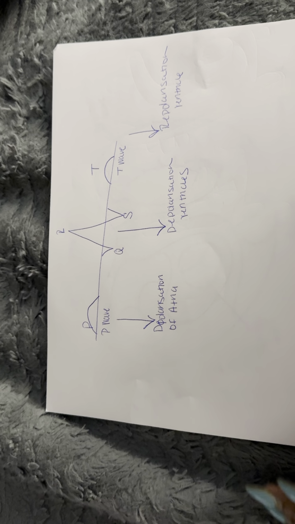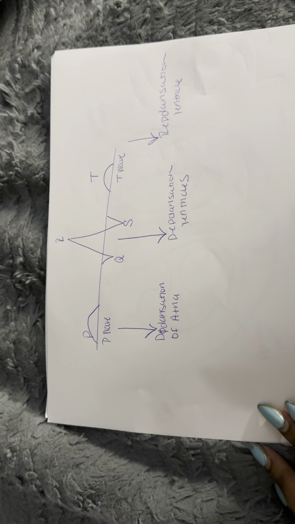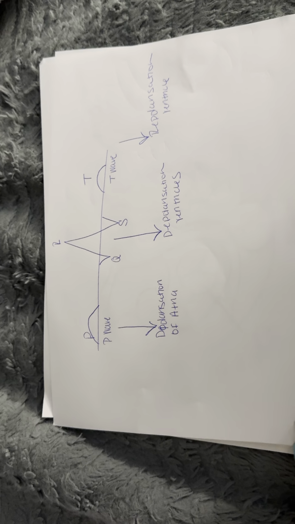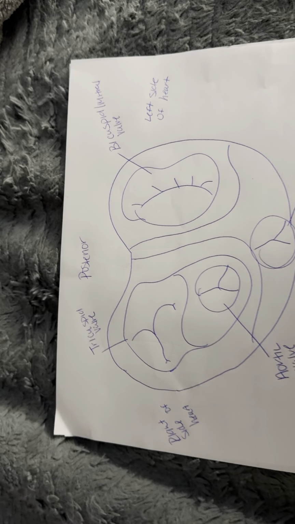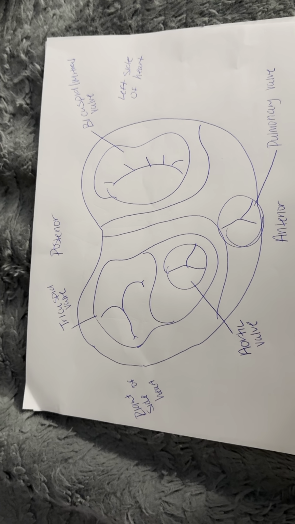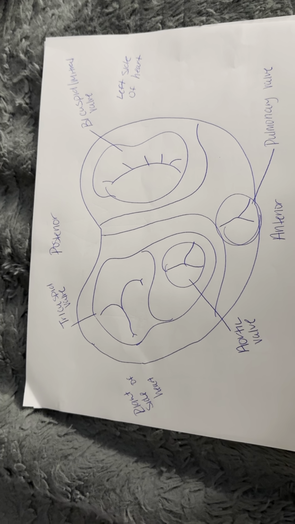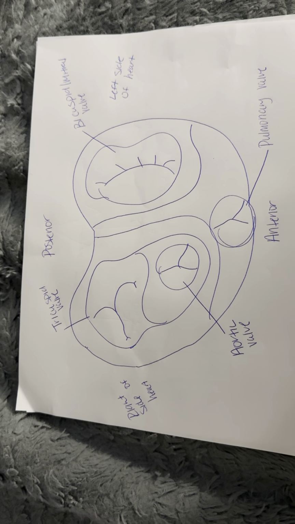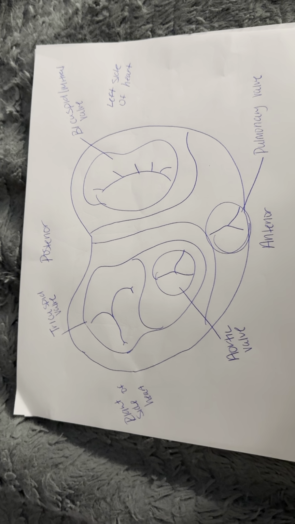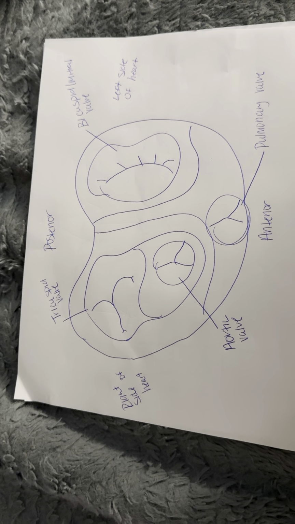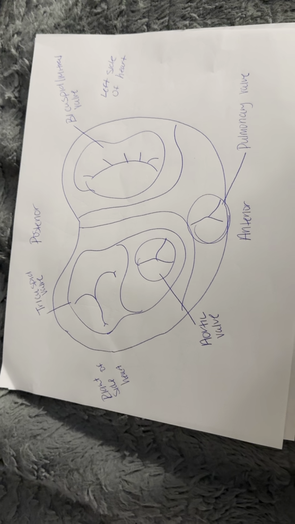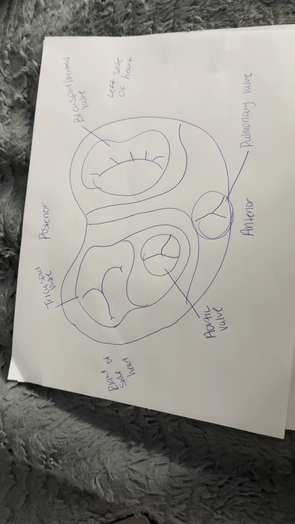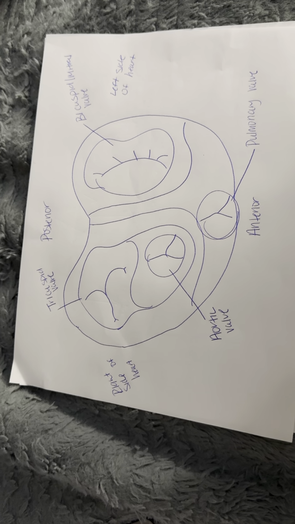The fourth one is ventricular ejection. Once ventricular pressure becomes higher than the pressure in the aorta and the pulmonary trunk, the semilunar valves open. Then the blood is ejected out of the heart. The atria are relaxed during this time and begin filling again. This happens during the ST segment of the EKG.